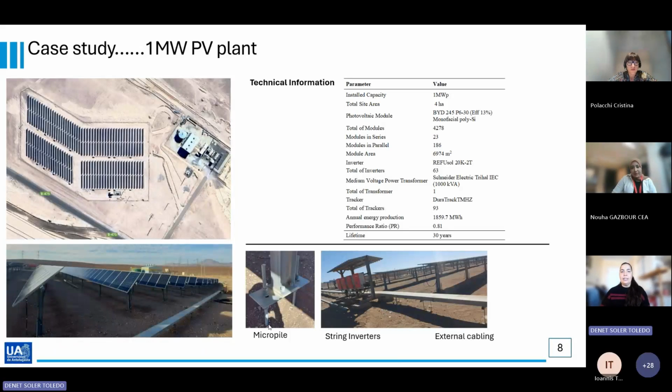And in the case of the micropiles, for example, we use concrete in order to reinforce the structure against the incidence of the soil on the structure, the very, very saline soil. And we consider in this case study string inverters and external cabling in order to avoid the movement of the land.